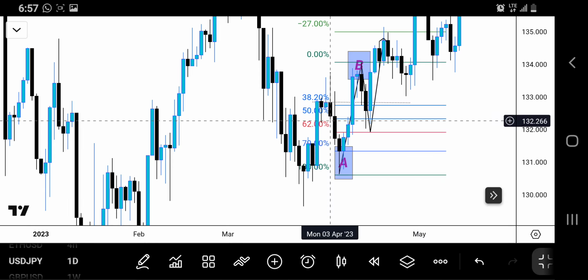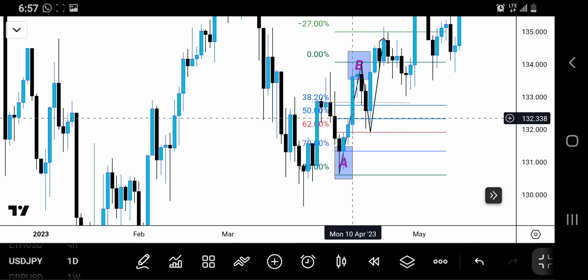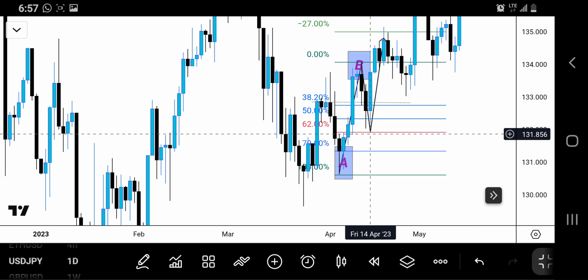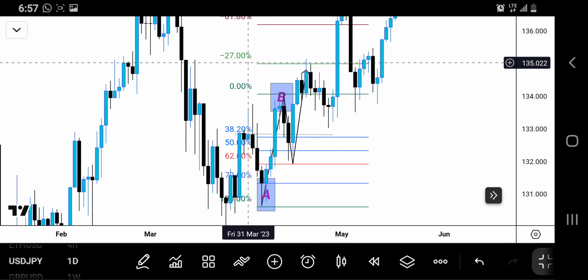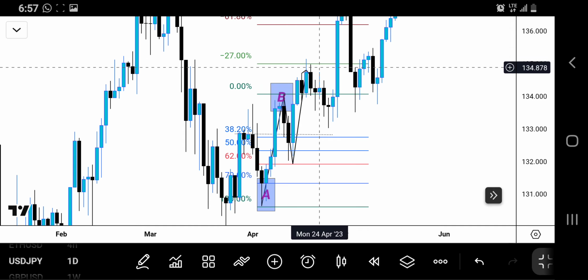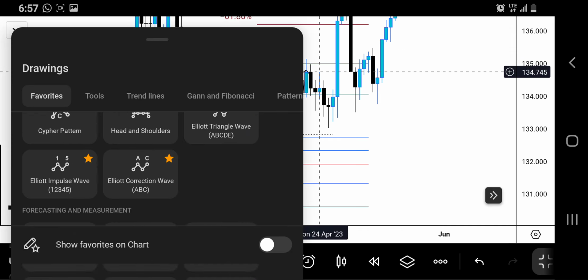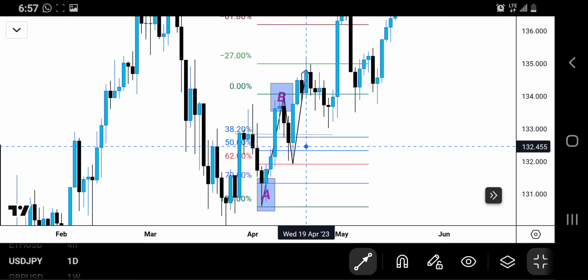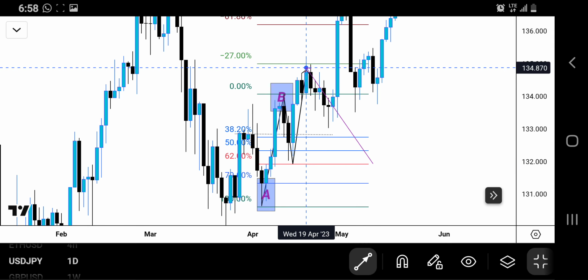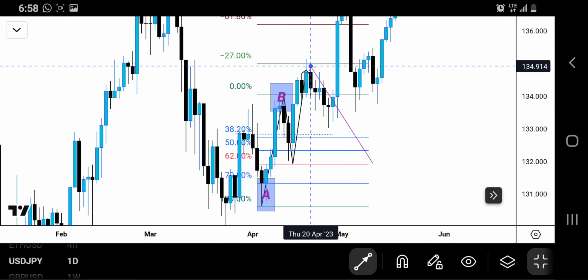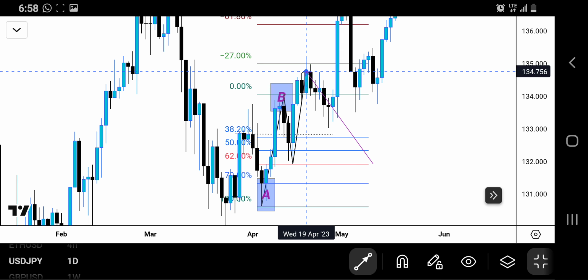Now right here you can see the market respected this 50% line, that is this blue line right here. It did not respect 61.8%. Now the market respects 62%. In the push up, the first take profit target is minus 27%, which is up there. Wait, let me bring something and show you. Up here, the market respected this red line right there, that is 62%. Our first target is up here, which is minus 27%.